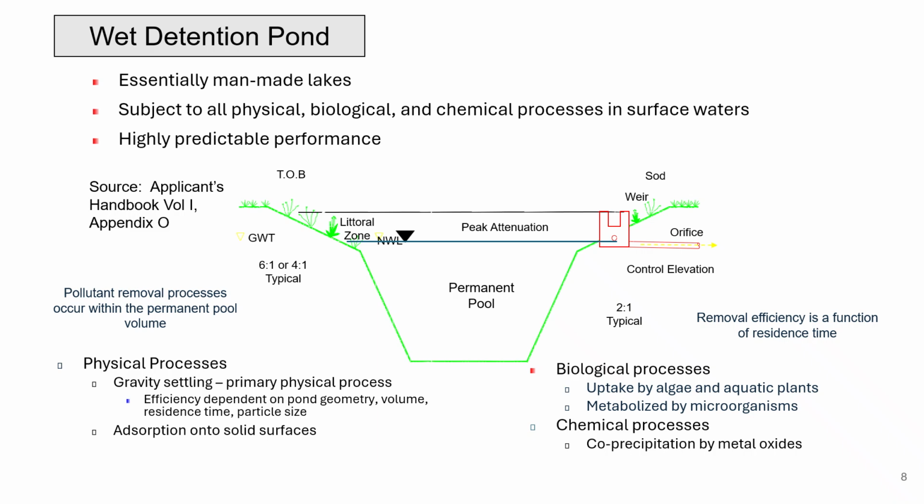Within this pool, we observe three main types of pollutant removal. Physical processes are primary, with gravity settling being the most significant. Here, heavier particles simply settle out of the water column. The efficiency of this process is heavily dependent on factors like the pond's geometry, its overall volume, the residence time of the water within the pond, and the size of the particles themselves. Adsorption onto solid surfaces also plays a role in physical removal, and its efficiency is also a function of residence time. Biological processes contribute as well.